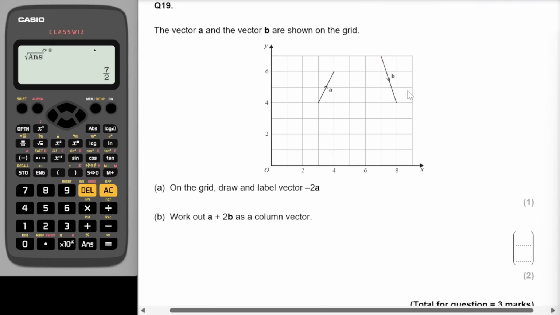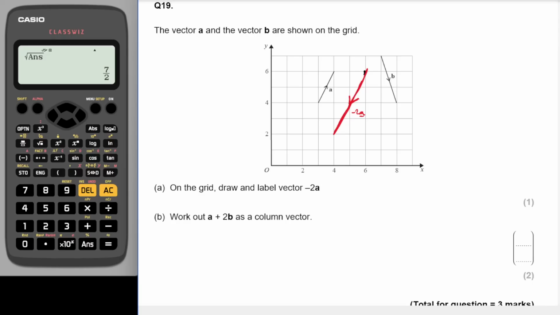Question 19, the vectors A and B are shown on the grid below. On the grid, draw and label minus 2A. Work out A plus 2B as a column vector. So minus 2A doesn't give a starting point. So if I start there, that's twice as big as A, but I need to have it going in the opposite direction.